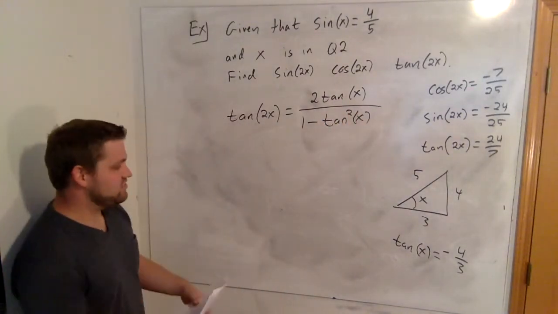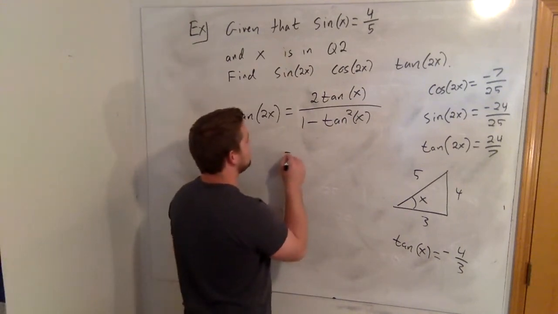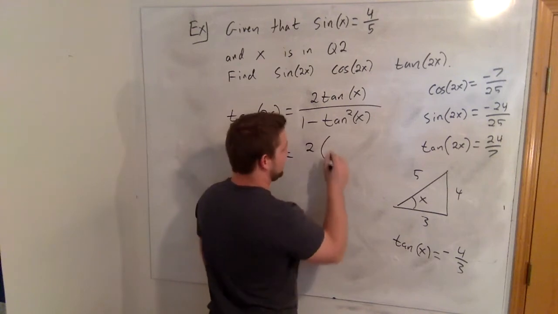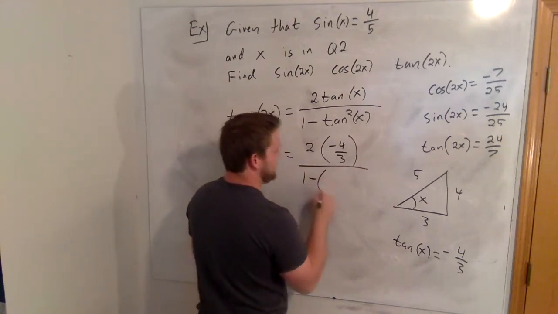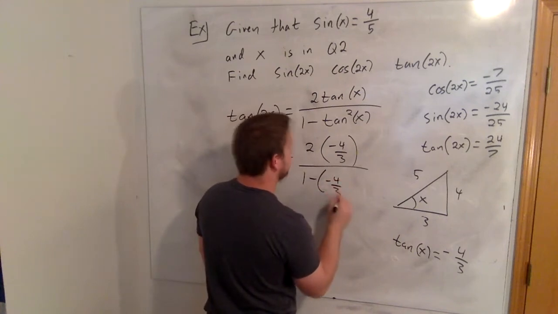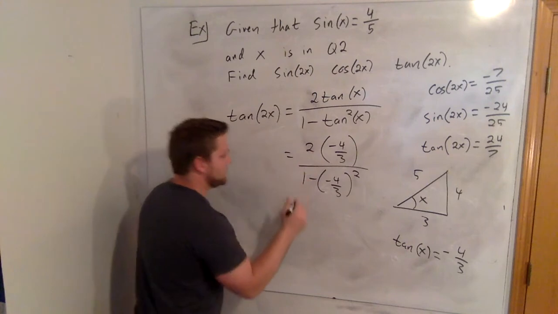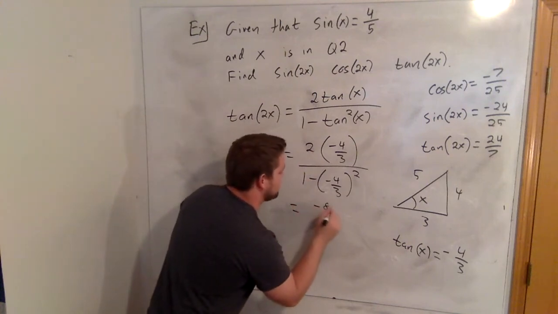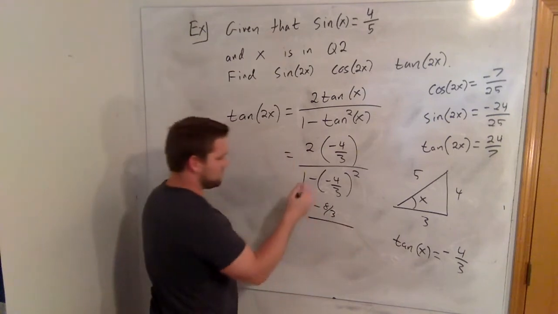Okay, so tangent of x is negative 4/3. Let's just plug it into this formula. So we'll get 2 times negative 4/3, all over 1 minus negative 4/3 squared. So what are we going to get here? Looks like we're going to get a negative 8/3, a negative 8/3 all over, what is this going to be?